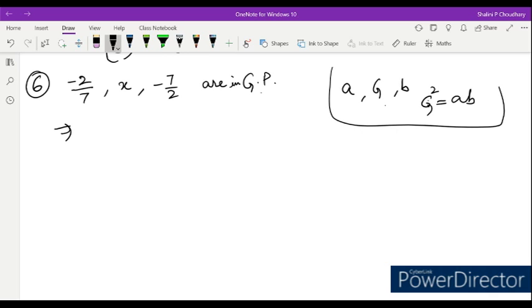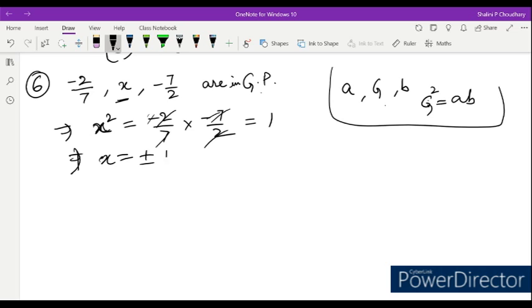So we can directly write x square, because x will be the GM, geometric mean, equal to the square of that. X square will be equal to -2/7 into -7/2. So what we'll get, the minus also cancels, 7 cancels, we'll get 1. So x will be equal to plus or minus 1.